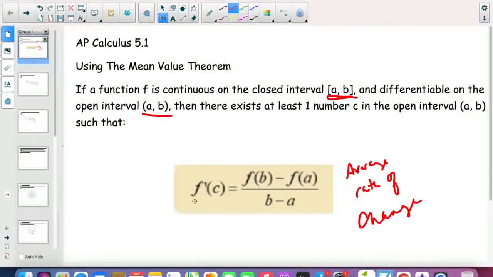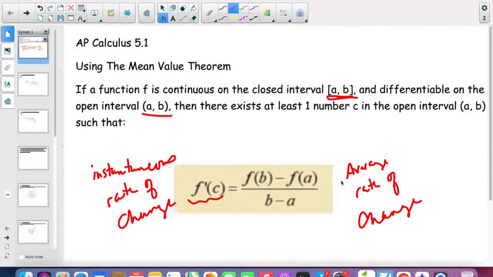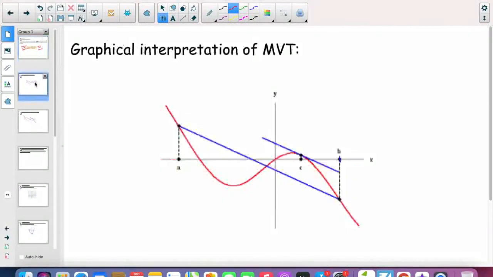And then this over here, f prime of c, that is the instantaneous rate of change. What they're telling us with the mean value theorem is that somewhere within the interval [a, b], there is a number c where the average rate of change will equal the instantaneous rate of change. And to demonstrate that, we can use a graph.